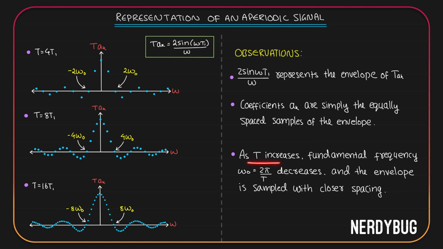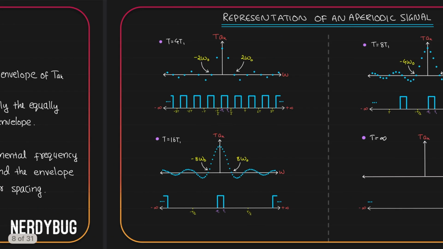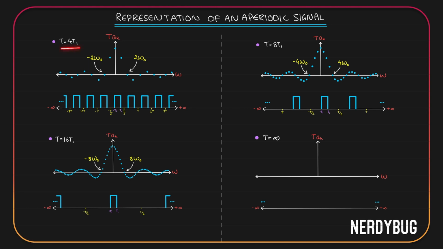The third observation is this: as t increases, fundamental frequency omega naught, which is 2 pi by t, inversely proportional to t, decreases, and the envelope is sampled with closer spacing. We can clearly see that in these graphs. As t increases, the points are getting closer and closer to each other. So for t equal to 4 t1, we got a graph that looks like this. For t equals 8 t1, we got one like this. For t equals 16 t1, we got it like this.